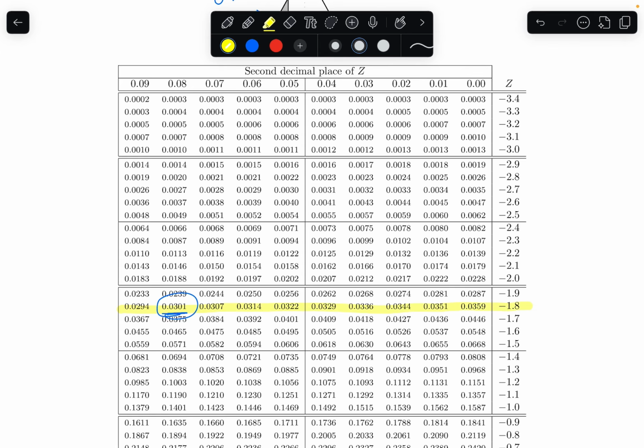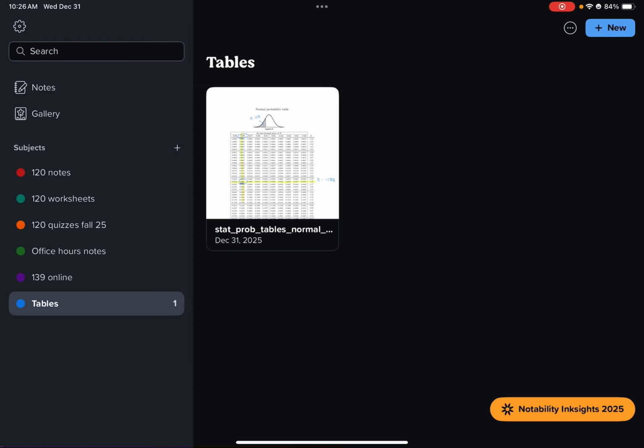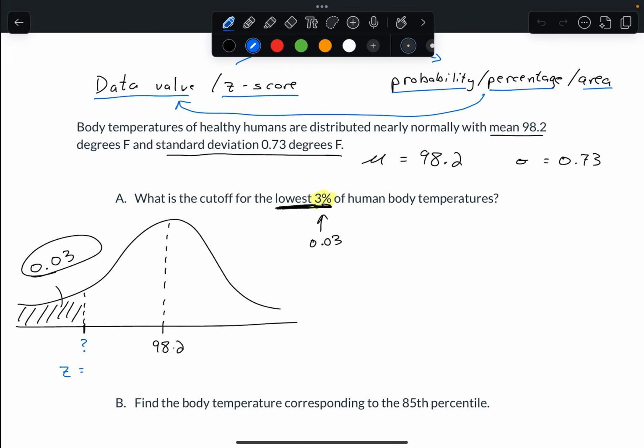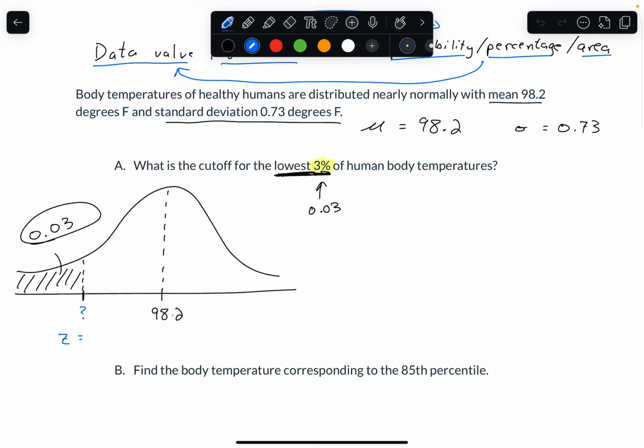So it's going to be z equals negative 1.8. I'm looking at this right here. And then for the second decimal, it is, in fact, also 8. So, negative 1.88. So, the z-score corresponding to this number is negative 1.88. Let's hop back. Yes, so z is negative 1.88. So, I need that z-score.